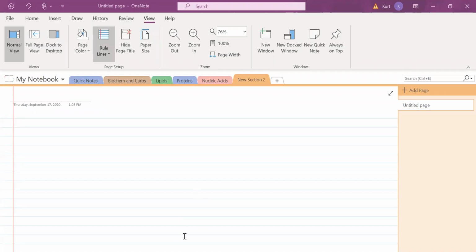Okay, let's go and get started. Today we are going to do surface area and volume.